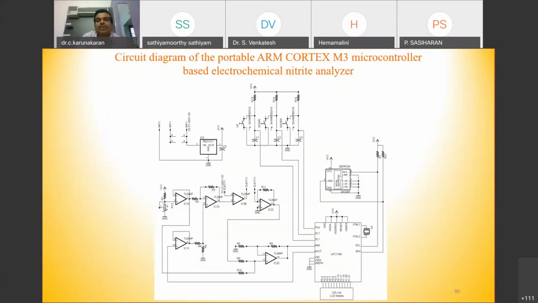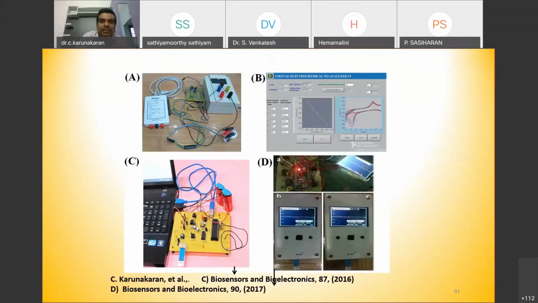This is the circuit diagram for the electrochemical analyzer. As I said earlier, it could be used for any sensors, for any biomarkers, any diseases. That is the advantage, whereas if you buy a commercial biosensor, it is only compatible with a particular disease. So we have developed a virtual biosensor and a USB based biosensor also. In collaboration with our physics lab, we have USB based and microcontroller based versions. We have used an LCD monitor, so this is highly portable for hill applications.